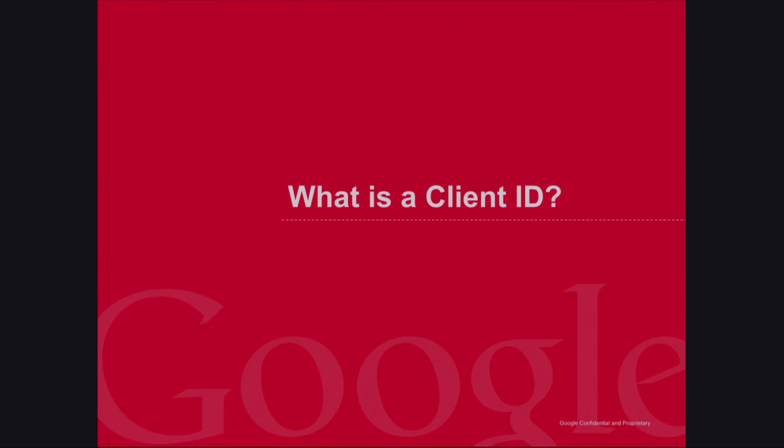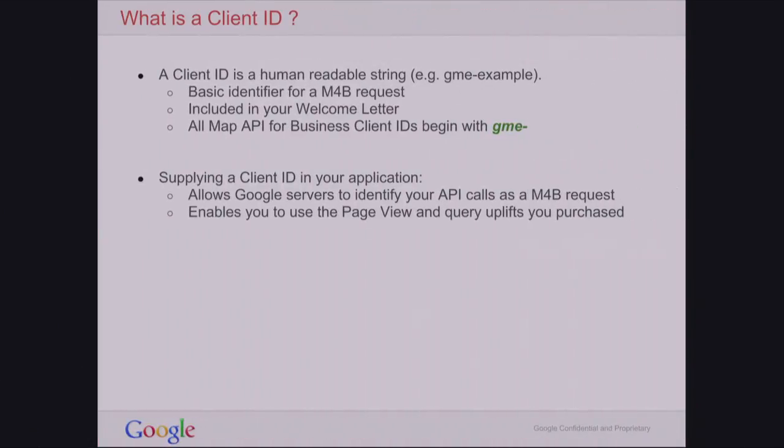Let's start with client ID. Client ID is a human-readable string, typically of the format GME, followed by a hyphen, followed by a name that typically reflects the name of your organization. So it could be gme-abc, for example. This client ID is included in the welcome letter, and it works like the username of your account.